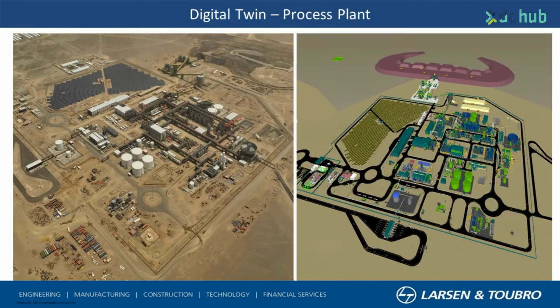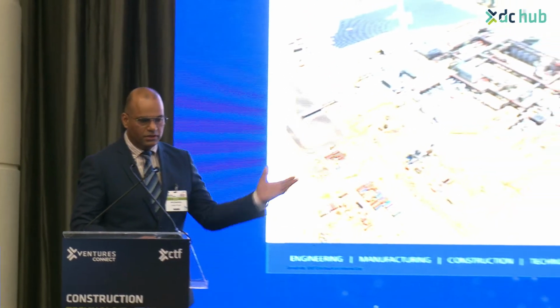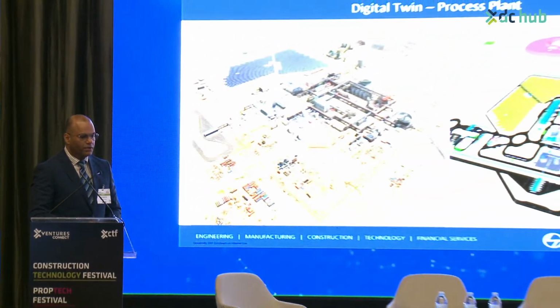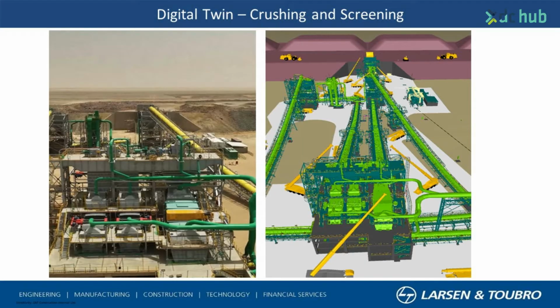These are some of the digital twins of the assets that we have built right now. As you can see, on the right is the 3D model of the plant, and on the left is the physical asset, which is in place today. It looks like this today. We take a little deeper look, section by section. So this is the crushing and screening section.